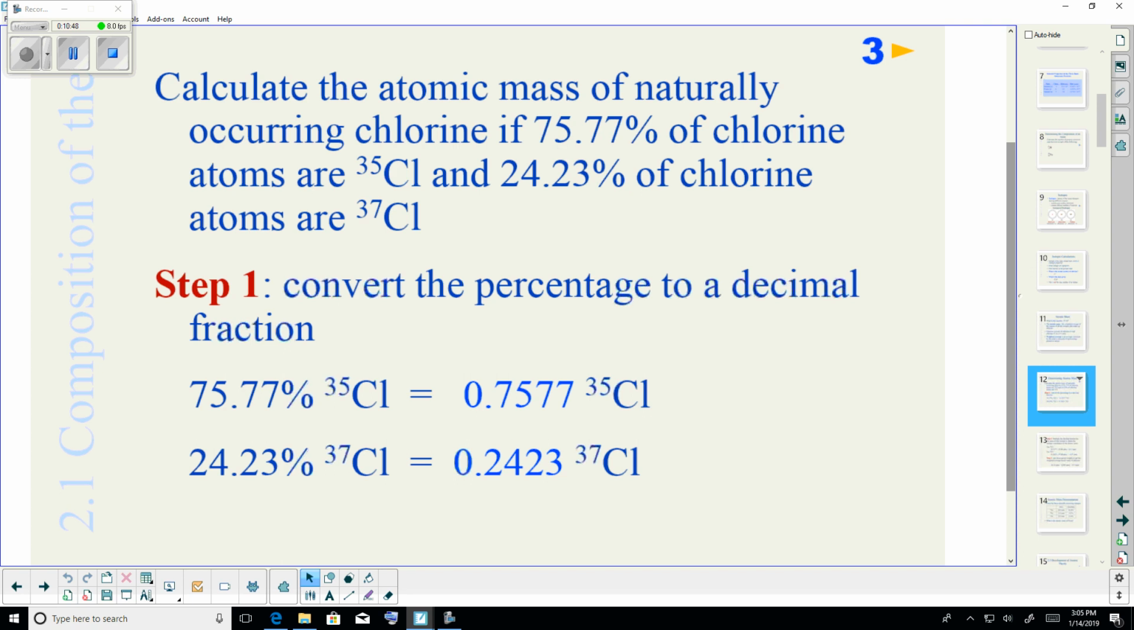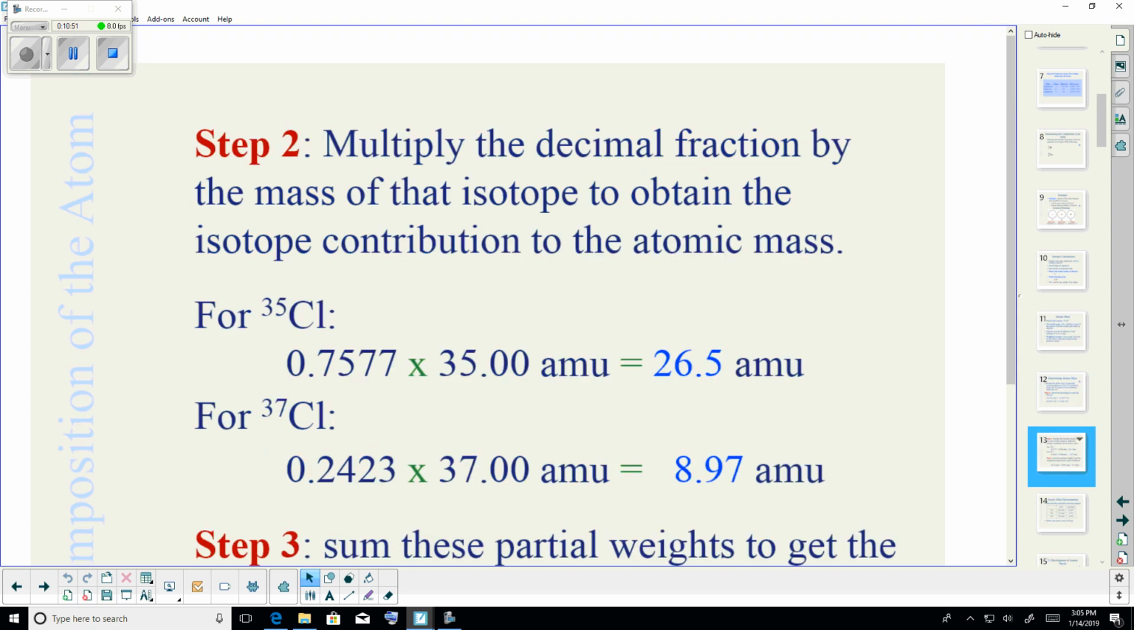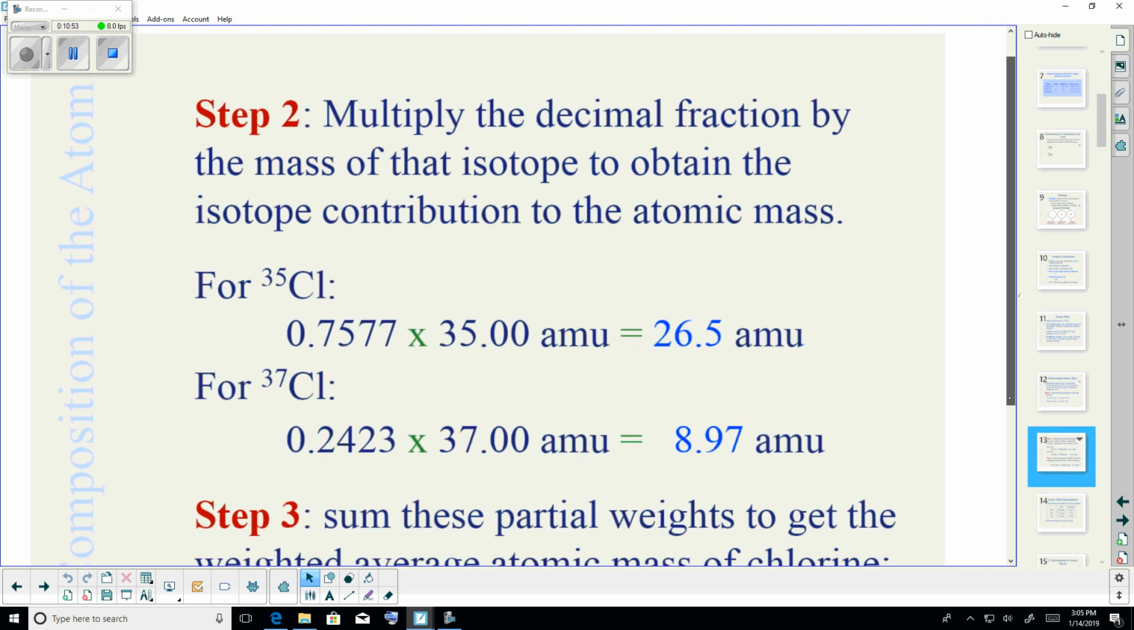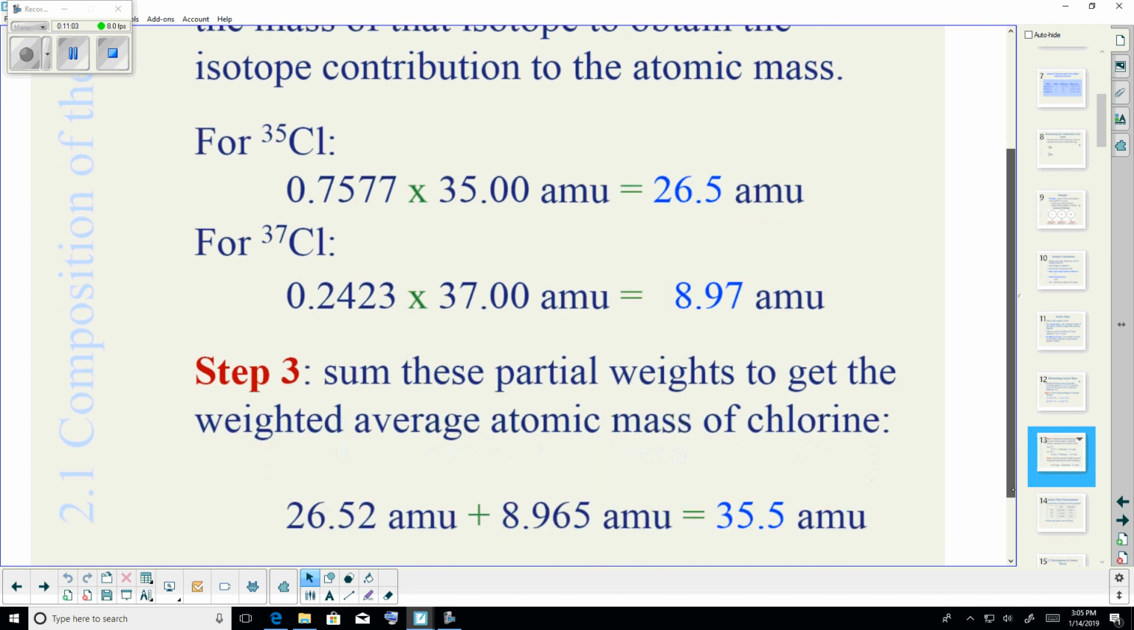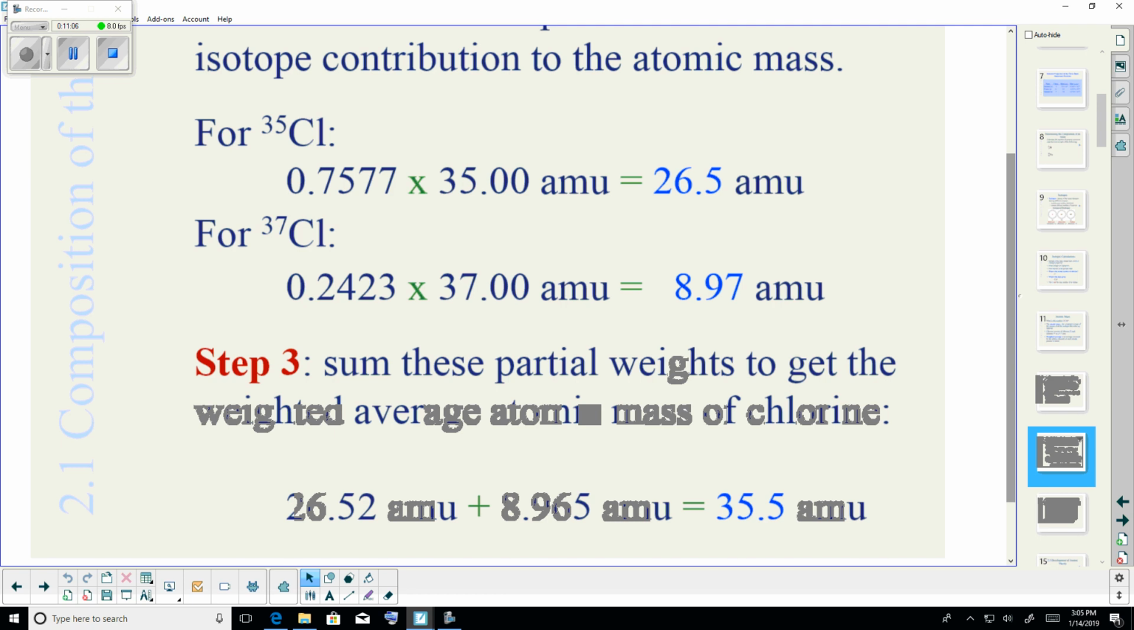So to do the weighted average, 0.7577 times 35 is 26.5. 0.2423 times 37 is 8.97. Add them together, 35.5. That's how they figure out the masses in the periodic table. You see carbon is 12.011. So that's a combination of carbon 12, carbon 13, and carbon 14.